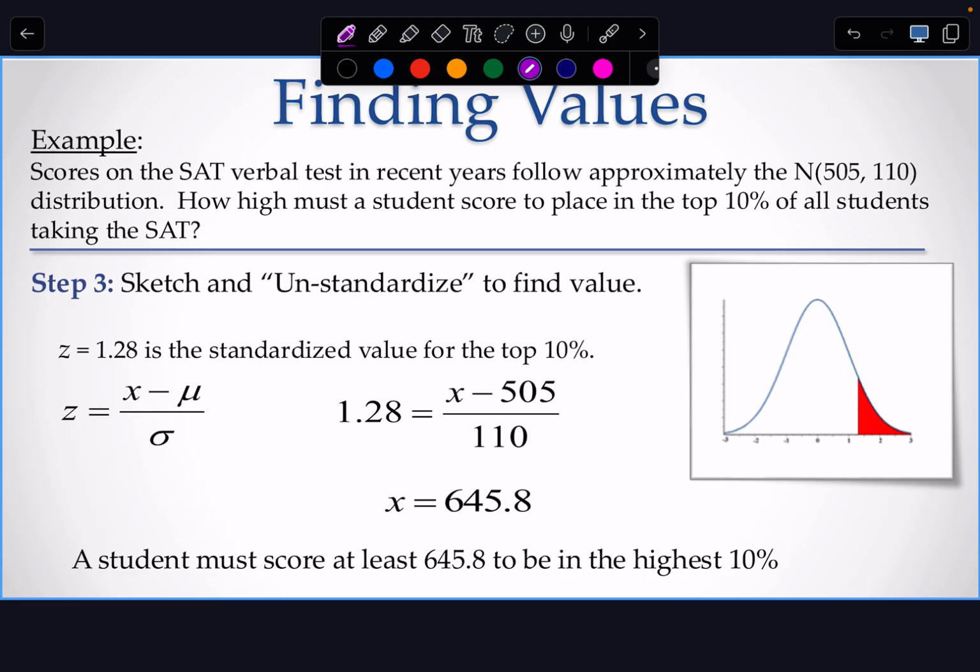So these top 10, top 5, top 20% problems, those are the ones where you have to do a little bit of thinking, a little bit of converting to get to the correct z-score. Anything about percentile, lower percentages, anything like that, it's going to be directly from the table.